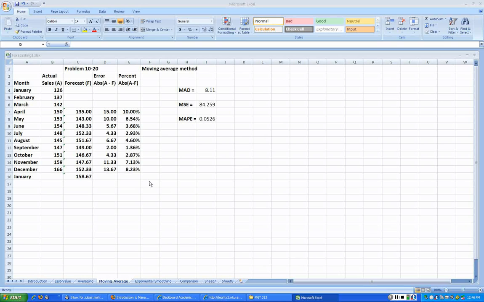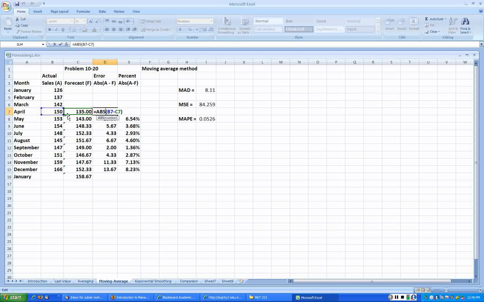Folks, just like before, I have filled up the columns here because it's a repetition of what I did for the last value method. The next step is to compute the error, which is the absolute value of the difference between actual and the forecast. We take only those terms for which we have both pieces of information, that's actual as well as the forecast. Then copy the formula down, so you populate this column.